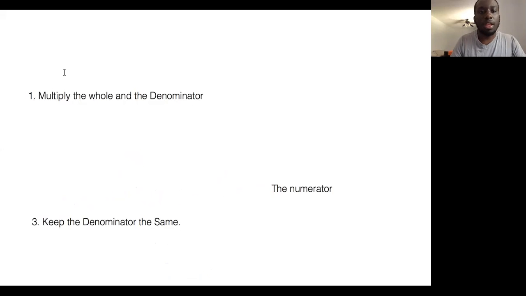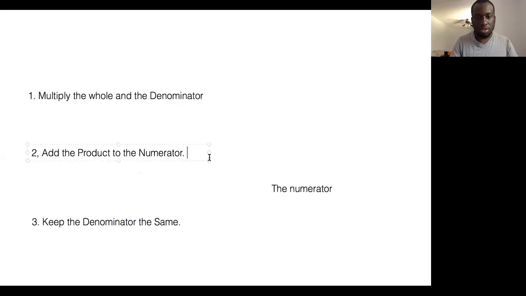Okay. I'm going to go back and fill out step 2. Step 2 is to add the product to the numerator. And remember, this answer will be the new numerator. Don't get tricked. That will be the new numerator.